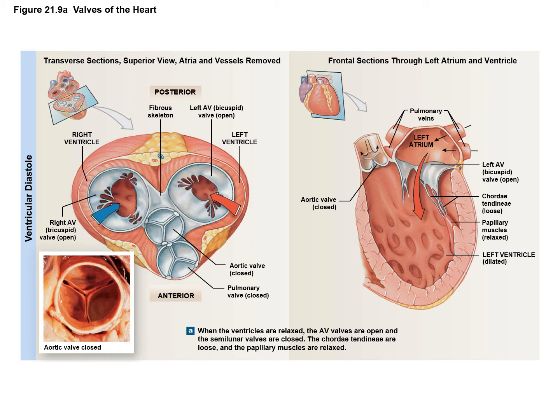So when the ventricles are relaxed, not pumping blood, the AV valves, or atrioventricular valves, specifically the tricuspid and bicuspid valves, are open. This is to allow blood to actually flow from the atria into the ventricles. Notice how the aortic valve and the pulmonary valve, otherwise known as the semilunar valves, are closed. This is going to help to build pressure in the ventricles and prevent blood from leaving the heart right now.